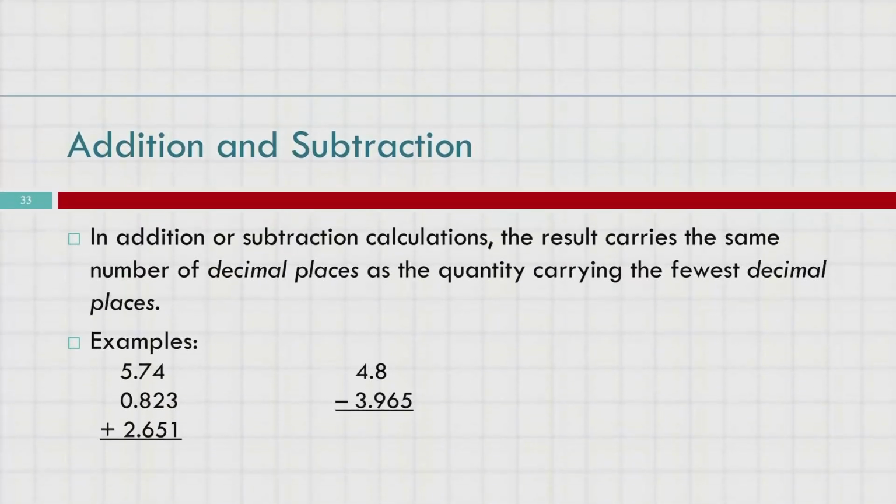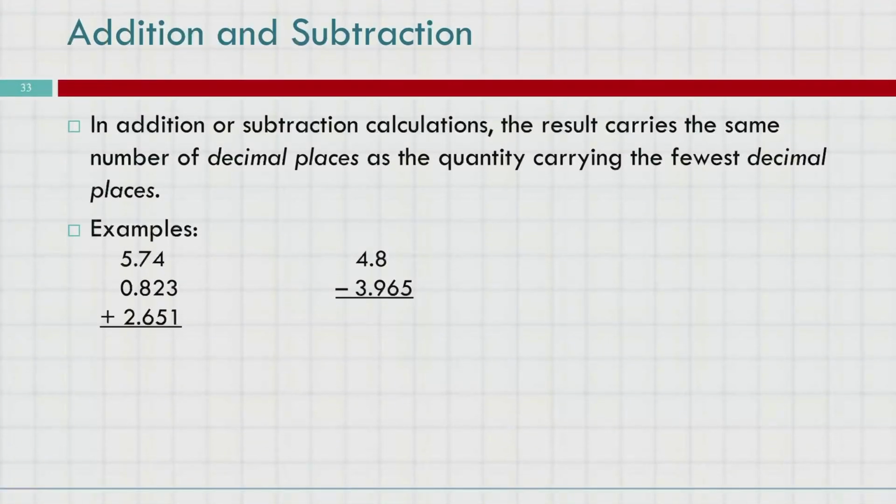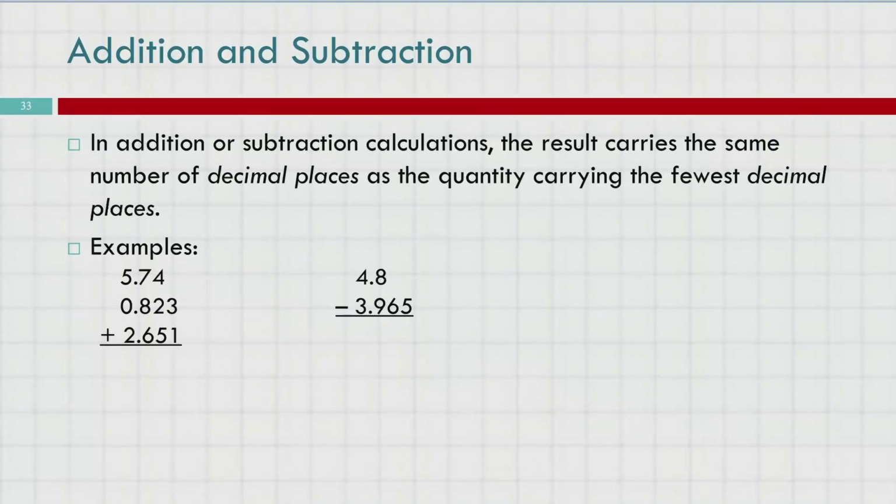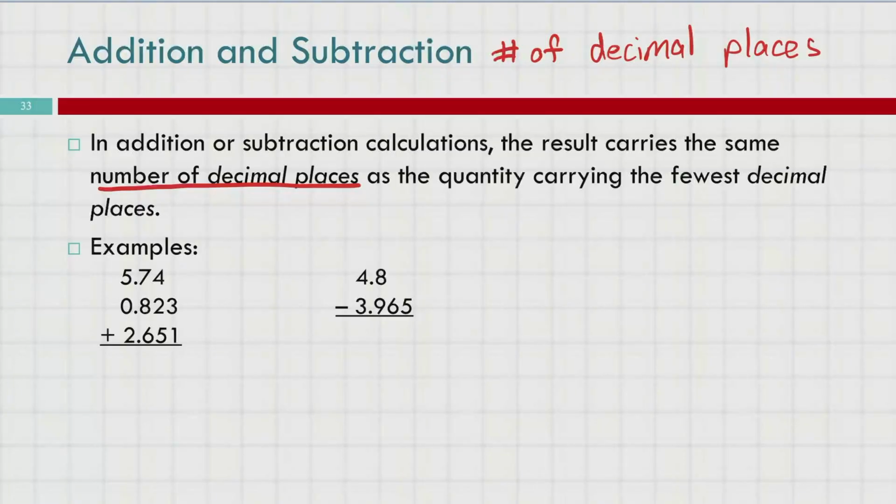All right, our other rule set is for addition and subtraction. So we've got a rule for multiplication division. We've got another one for addition subtraction. For addition subtraction, we care about the number of decimal places. So instead of number of significant figures, it's number of decimal places. This is the one that will probably be a little bit confusing.